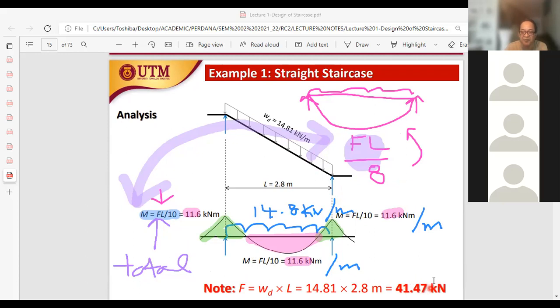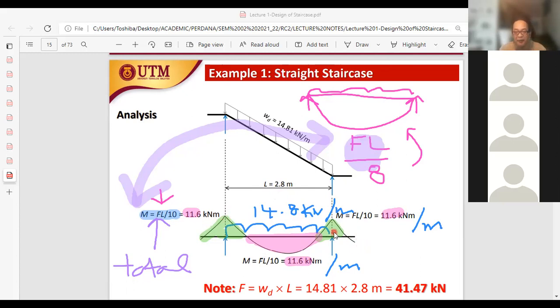Okay. And this 41.5 will then be used in FL/10. Again, L di sini referring kepada total span L, dan multiply by divided by 10, maka dapatlah 11.6. Okay. So now we have all the values. Initially daripada awal kita dah tahu, we have already come to a solution that it will be a continuous staircase with bending moment yang macam ni.